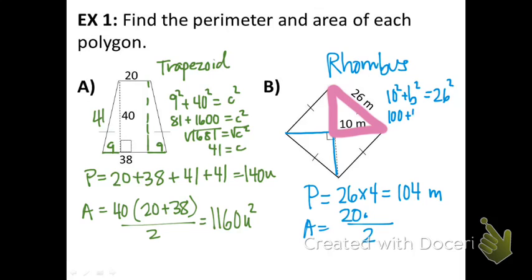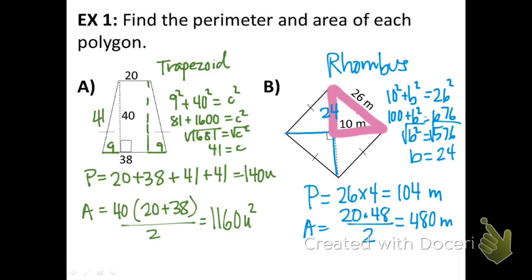So we have 100 plus b squared equals 676. Subtract 100, we get 576, and then take the square root, and b gives us 24. So that part of the diagonal is 24. To get the entire diagonal, we multiply that by 2 to get 48. And then to find the area, we take 20 times 48 and divide that by 2, and we get 480 meters squared.